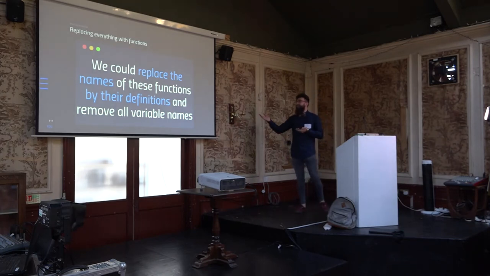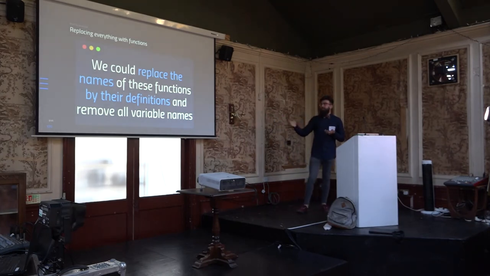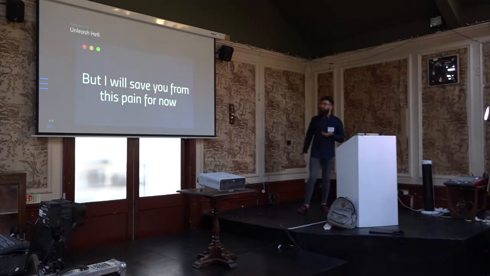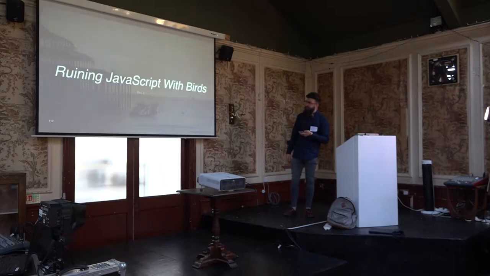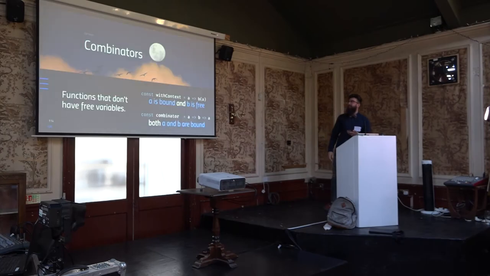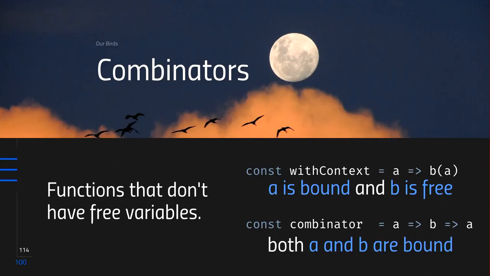Right, as I've said, you could replace the names of these functions by their definitions and remove all variable names. But I'm going to save you from this pain for now, because we have already had too much JavaScript. Now I need to run it with birds. So why birds? Well, first I need to explain what birds are, right?